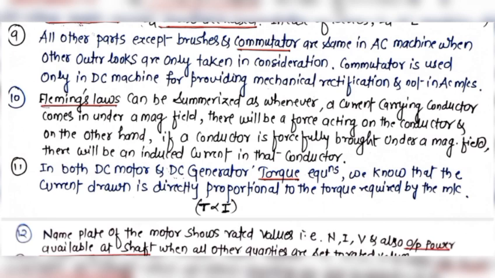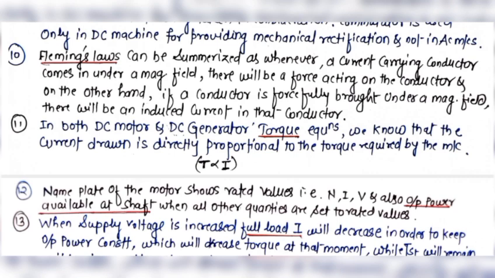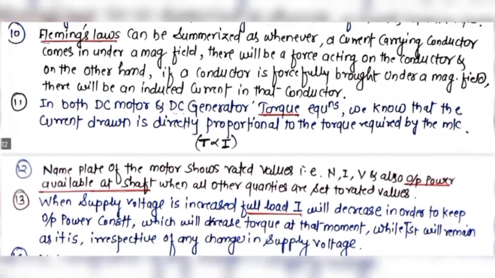Fleming's law can be summarized as: whenever a current carrying conductor comes under a magnetic field, there will be a force acting on the conductor, and on the other hand, if the conductor is forcefully moved through a magnetic field, there will be an induced current in that conductor.